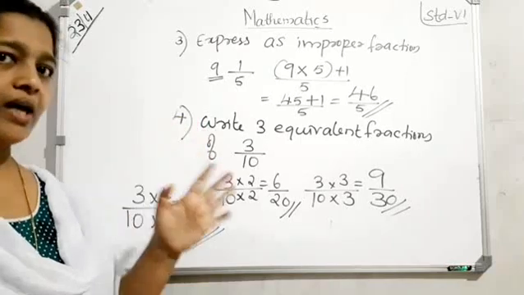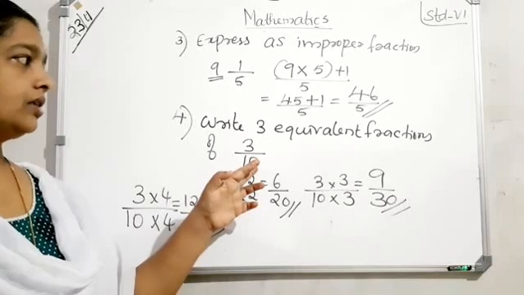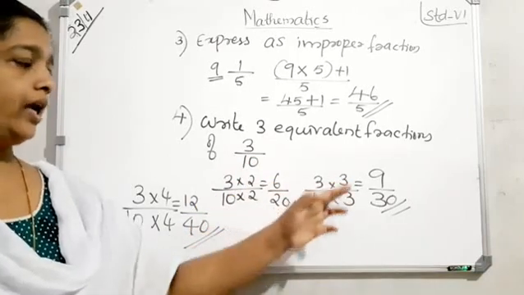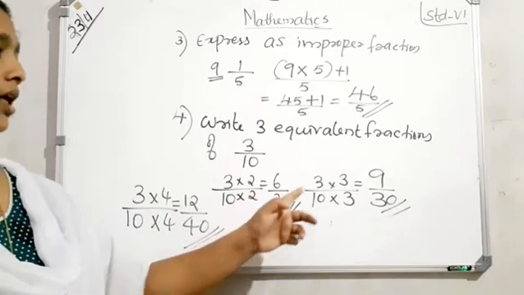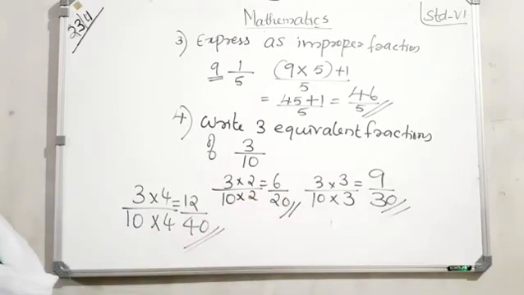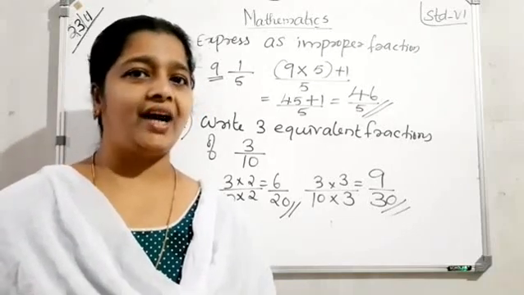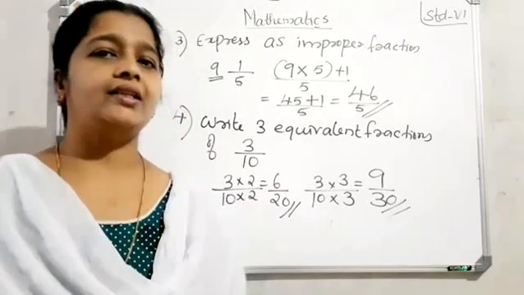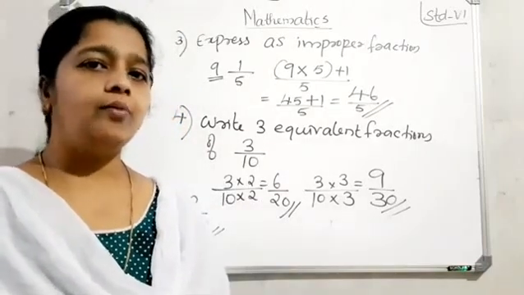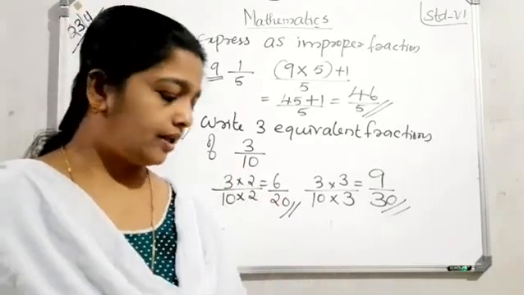Equivalent fractions, so you must write the steps. Equivalent fractions of 3 by 10 are 6 by 20, 9 by 30 and 12 by 40. 3 2s are 6, 10 into 2, 20, and so on. These are the equivalent fractions. How will you get an equivalent fraction? You can multiply or divide, but only one condition is there: you can take any number, but the numerator and denominator must use the same number. That is the correct rule. Next question.